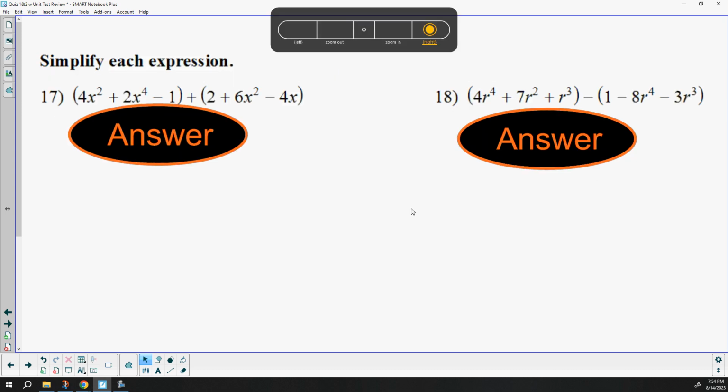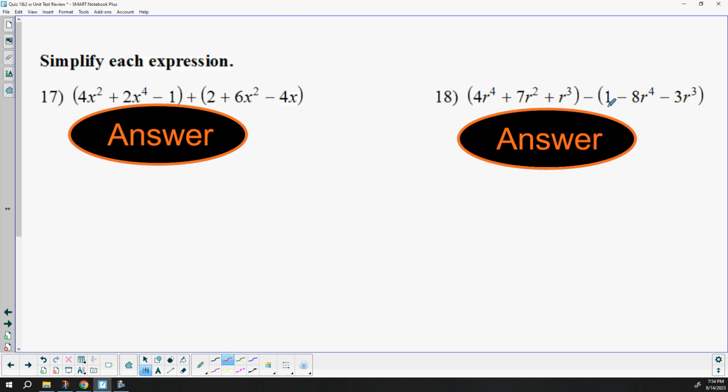Again, we kind of started this in class. Remember, positive, you don't change the signs. Negative, you do change the signs. So that 1 turns into a negative 1. That negative 8r to the 4th, positive 8r to the 4th. Negative 3r cubed, positive 3r cubed. You change them. That's a 3 over there.